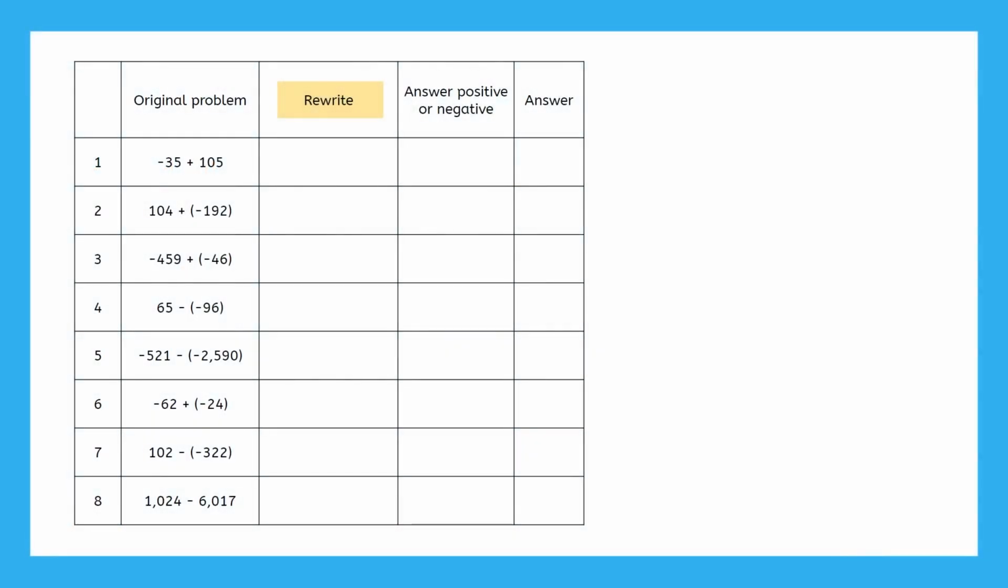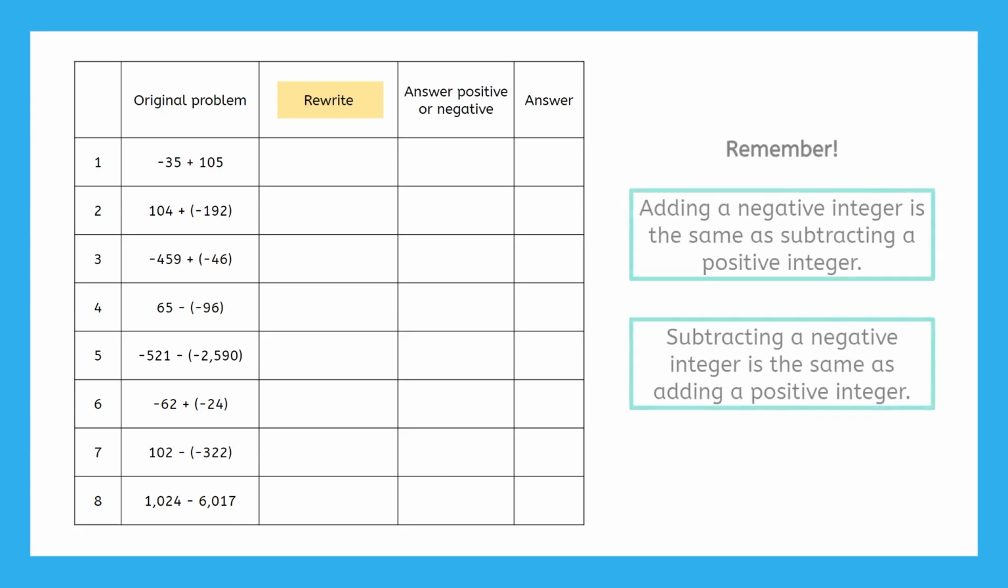First, find this chart in your PDF. We'll be filling this out throughout this video. Let's take a moment to see if we can use any of our patterns from our last video to rewrite these problems. Remember, adding a negative integer is the same as subtracting a positive integer. And subtracting a negative integer is the same as adding a positive integer.